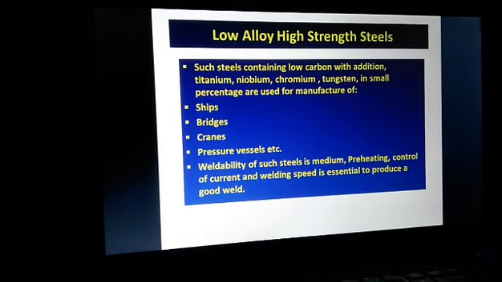Low alloy high strength steel. Such steel containing low carbon with addition of titanium, niobium, chromium, tungsten in small percentage is used for manufacture of ships, bridges, cranes, pressure vessels, etc. Weldability of such steel is medium. Preheating and control of current and welding speed is essential to produce a good weld.